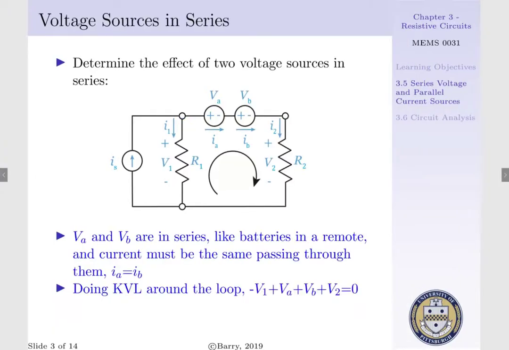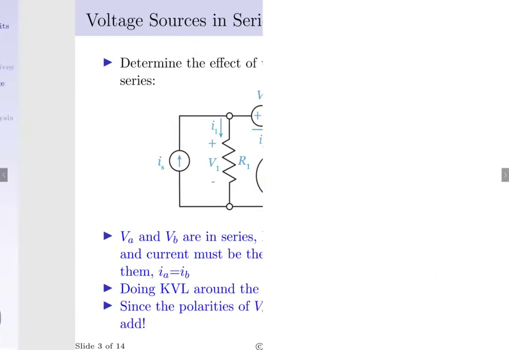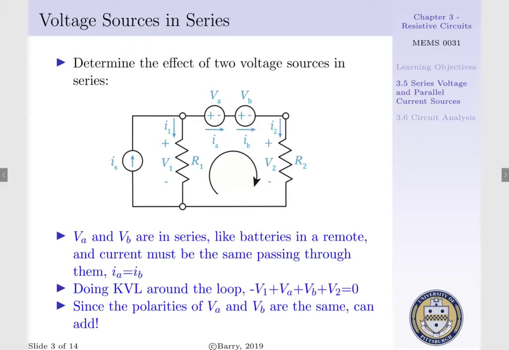Well, if we do a KVL loop around the right-hand side of our circuit, so in the bottom left-hand corner, and going through our system in a clockwise fashion, we can say minus V1 plus VA plus VB plus V2 is equal to 0. That is, we see that VA and VB add algebraically based upon the polarities, i.e. which terminal we enter first, such that they add in this particular situation. That is, we can express VA and VB in this configuration as V, which is the summation of our two voltage potentials.